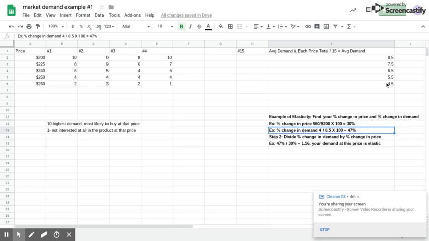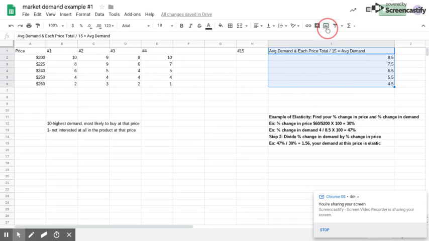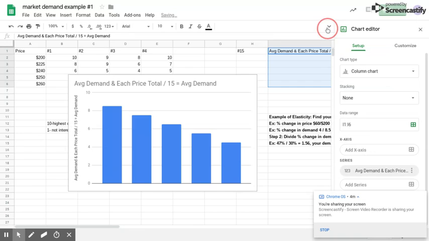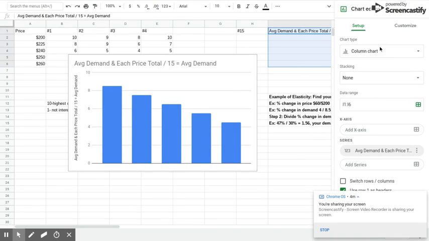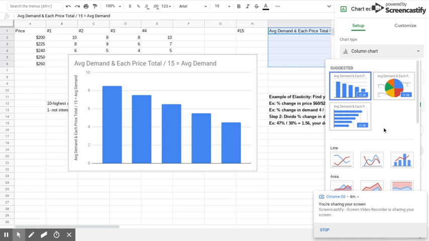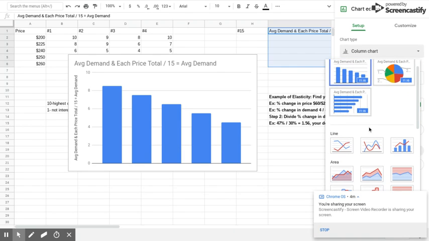The last thing that you have to do, I might have to make a separate video for this, you have to make a demand curve. And I think to do that, you might be able to highlight this and make this into a graph. Let's see. Click on this icon here. Oh, there we go. I want to make this into a line chart.